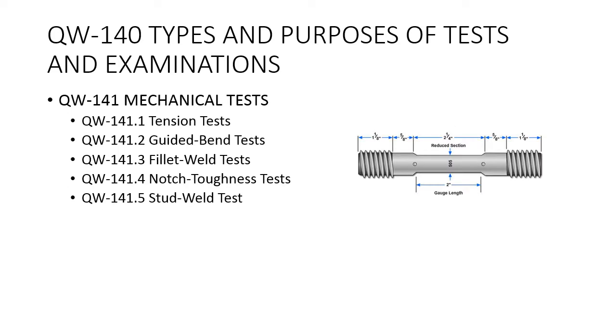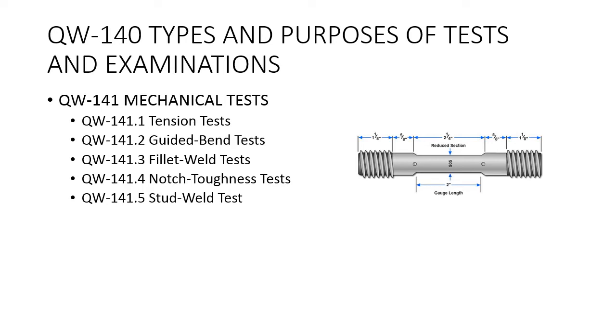QW 140. Here's where we start getting into the nuts and bolts of the whole weld material testing in qualification of weld procedures and welding qualifications. QW 141 covers the mechanical tests: tension tests, guided bend tests, fillet weld tests, notch toughness tests, and stud weld tests. We're going to go through these, some more in depth than others.